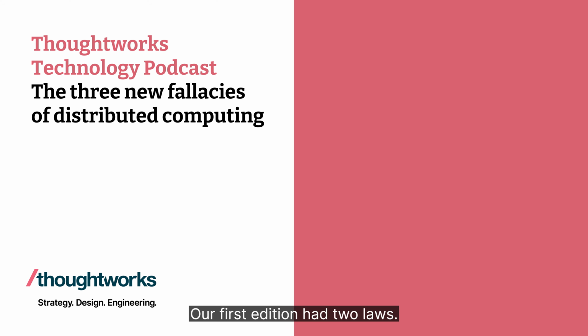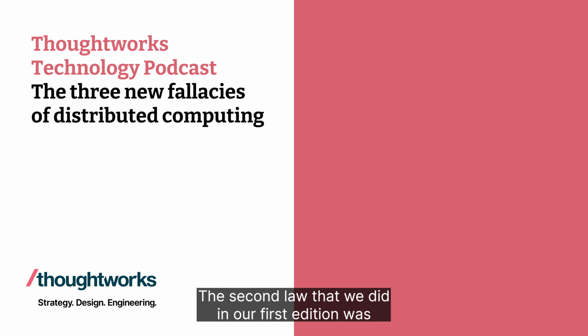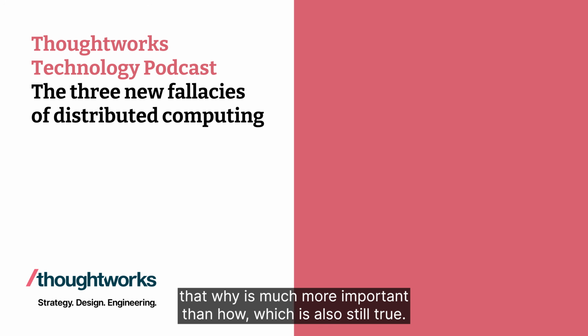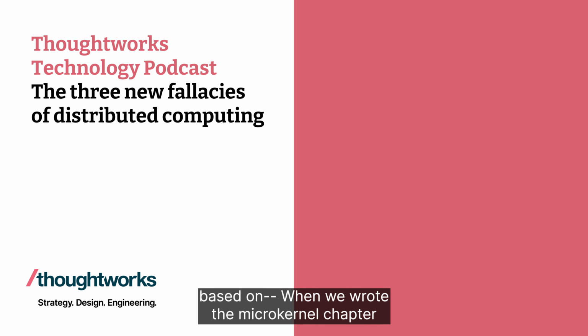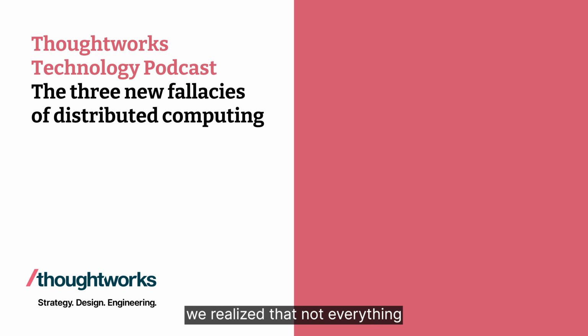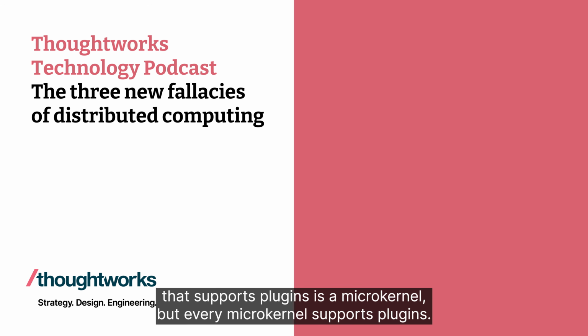So our first edition had two laws. I mentioned everything's a trade-off. The second law that we did in our first edition was that why is much more important than how, which is also still true. But we added a third law. When we wrote the microkernel chapter in the Head First software architecture book, we realized that not everything that supports plugins is a microkernel, but every microkernel supports plugins.